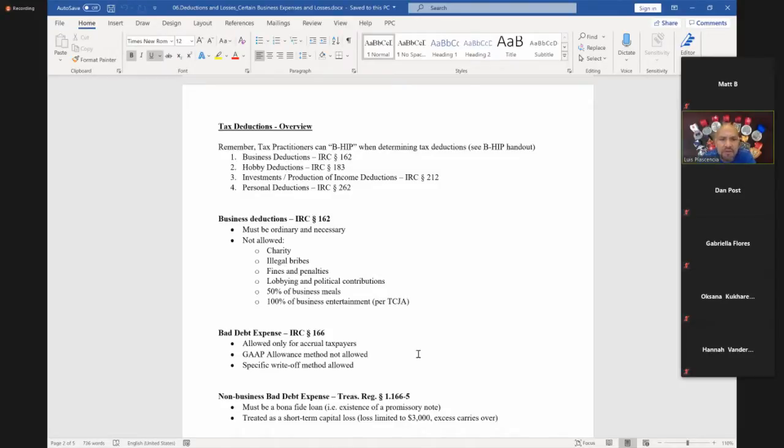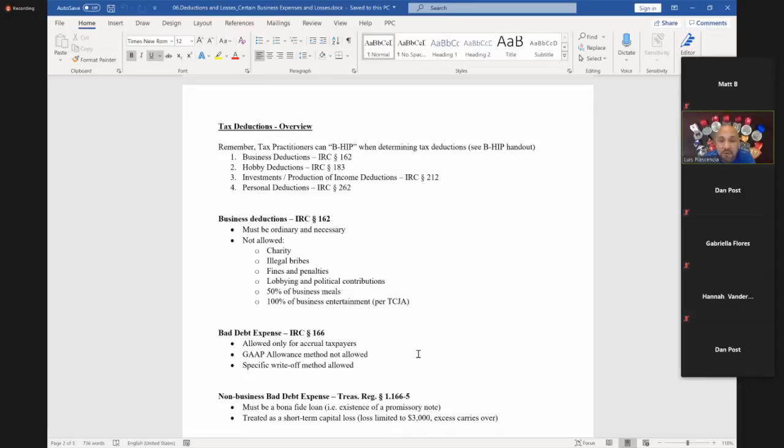So remember the BHIP mnemonic for the business deductions. Business deductions have entrepreneurial effort and profit motive, meaning you get business deductions, and that's subject to Section 162 of the Internal Revenue Code. Hobby deductions, on the other hand, have no profit motive, but there's entrepreneurial effort. Those deductions are limited to gross income. But considering that the 2% AGI deductions have been temporarily suspended until 2025, there's no deduction for hobby expenses.